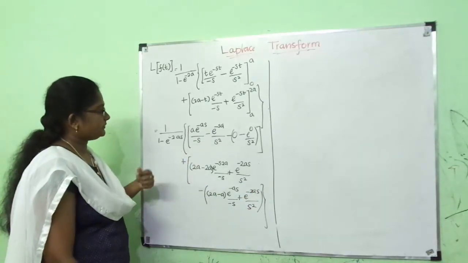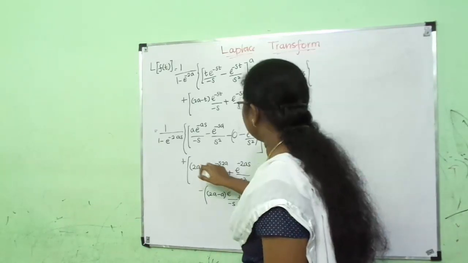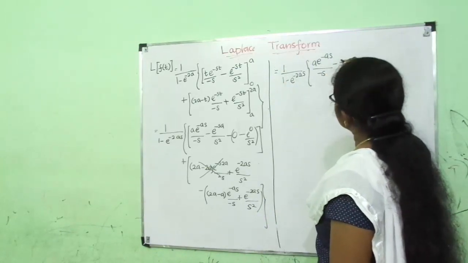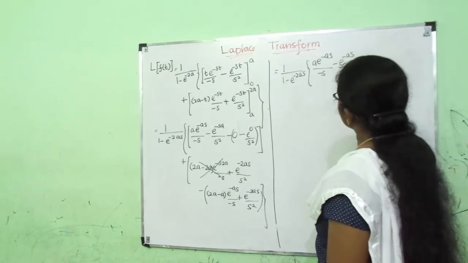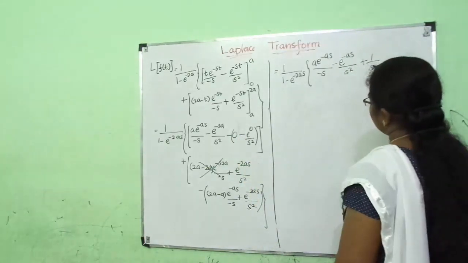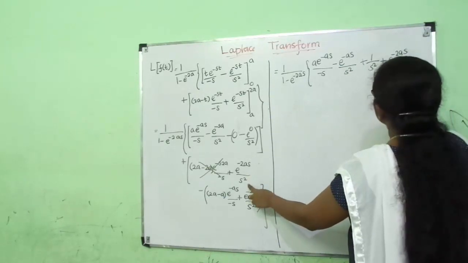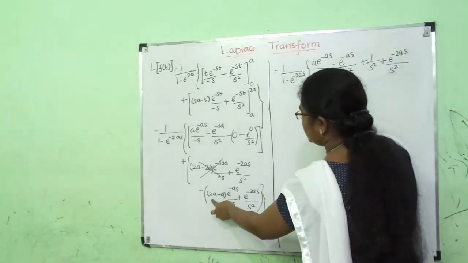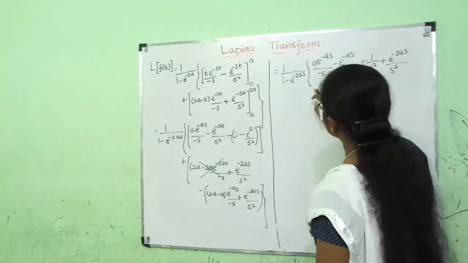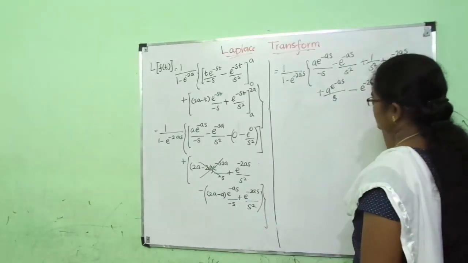We are going to simplify this step. 1 by 1 minus e power minus 2as, open bracket, 2a minus a will become 0, a e power minus as by minus s minus e power minus as divided by s square, minus 0 will be 0, so leave it, minus into minus, plus e power 0 will be 1, 1 by s square, the next plus e power minus 2as by s square minus of, so minus 2a minus a e power minus as by minus s, so this minus into minus will become plus, multiply this minus here, minus into plus you get minus e power minus 2as by s square.